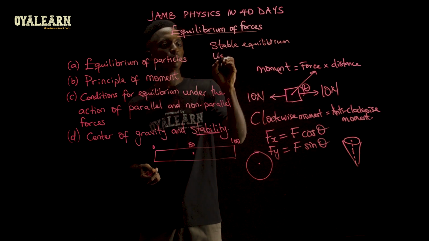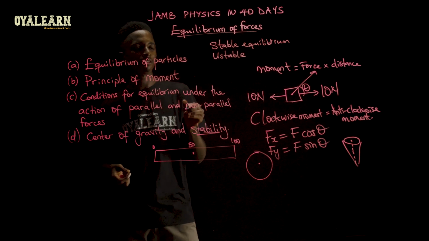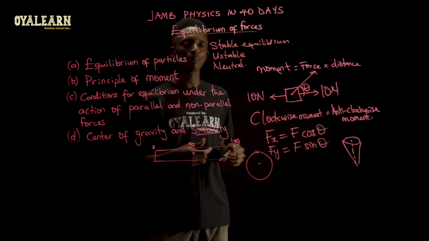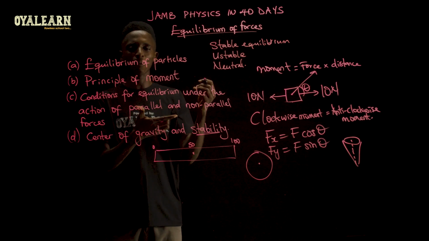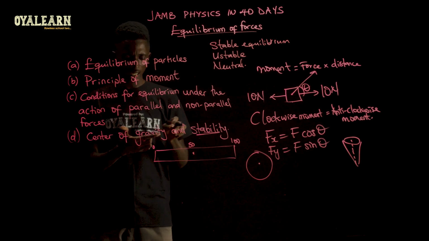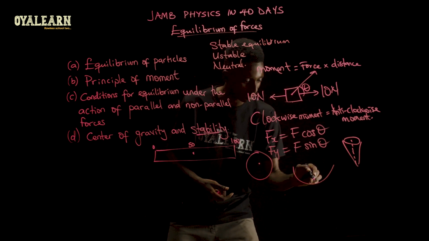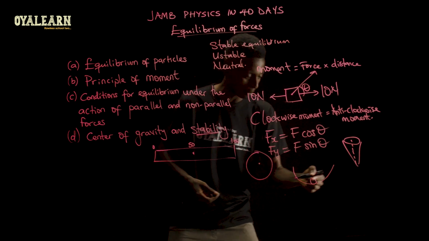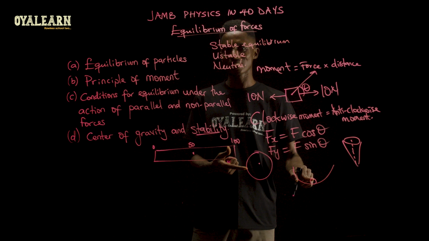We have the unstable, and then we have the neutral. So let me quickly give you an example of this. For example, if you take a ball, like a ping pong ball, and you put it in a bowl, if you displace it slightly, it begins to roll about this point, and in the end, it will come back to this same point where it started from.